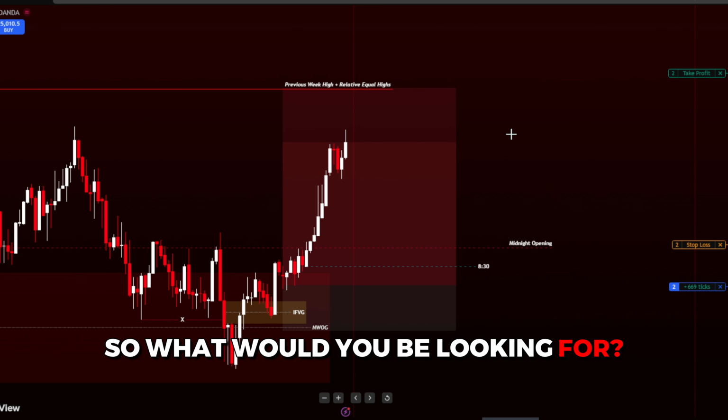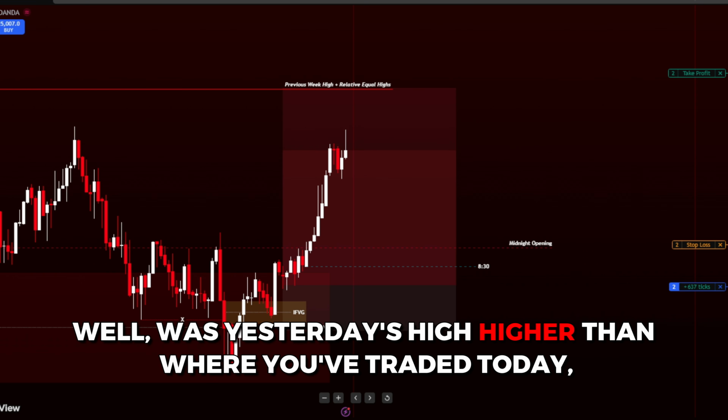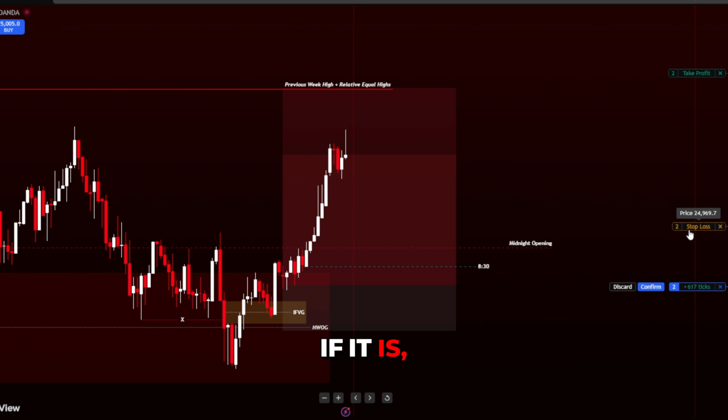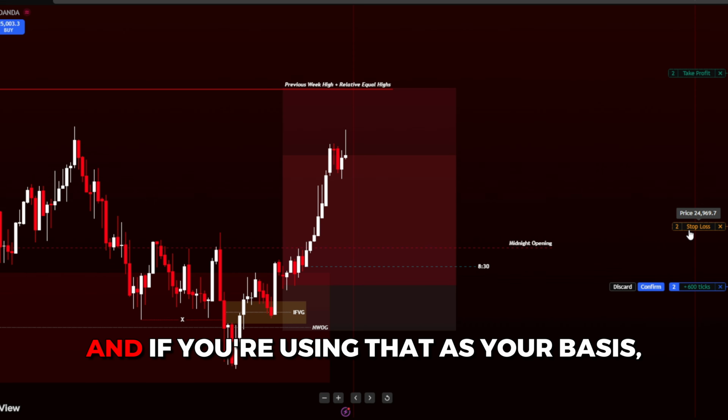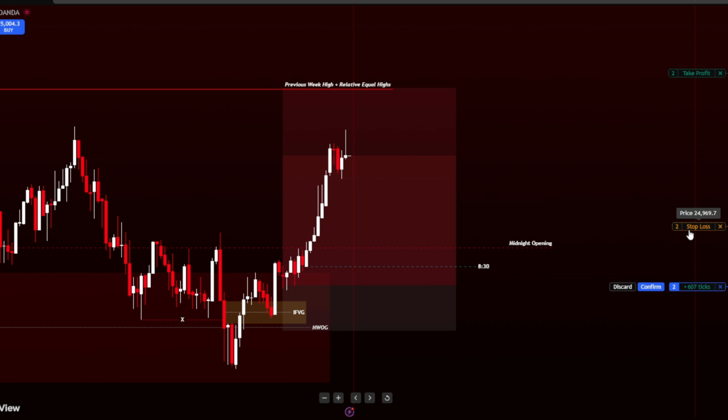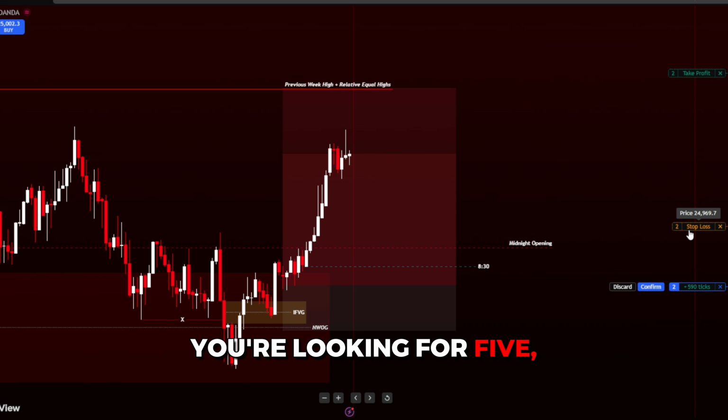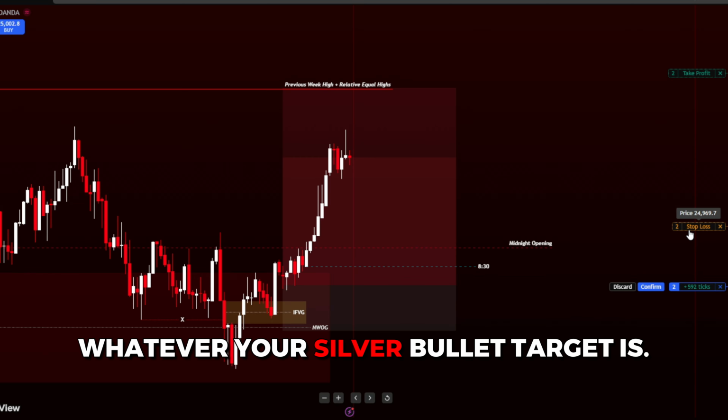So what would you be looking for? Well, was yesterday's high higher than where you've traded today intraday? If it is, that's what you aim for. That's your draw on liquidity. And if you're using that as your basis, okay, wonderful. You're looking for 5, 10, 15 handles, whatever your silver bullet target is.